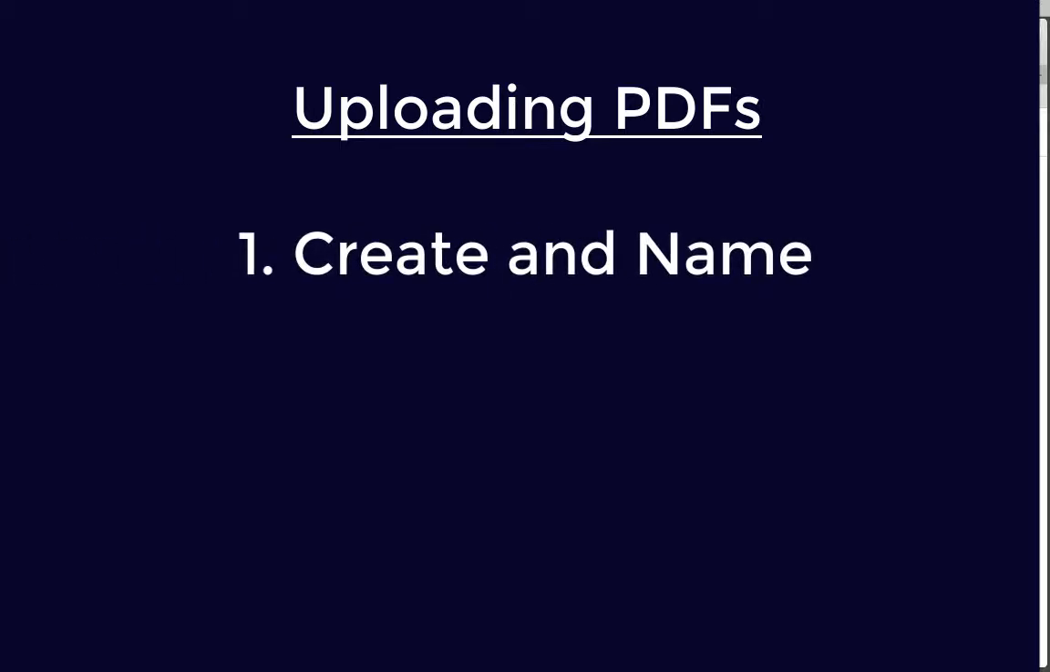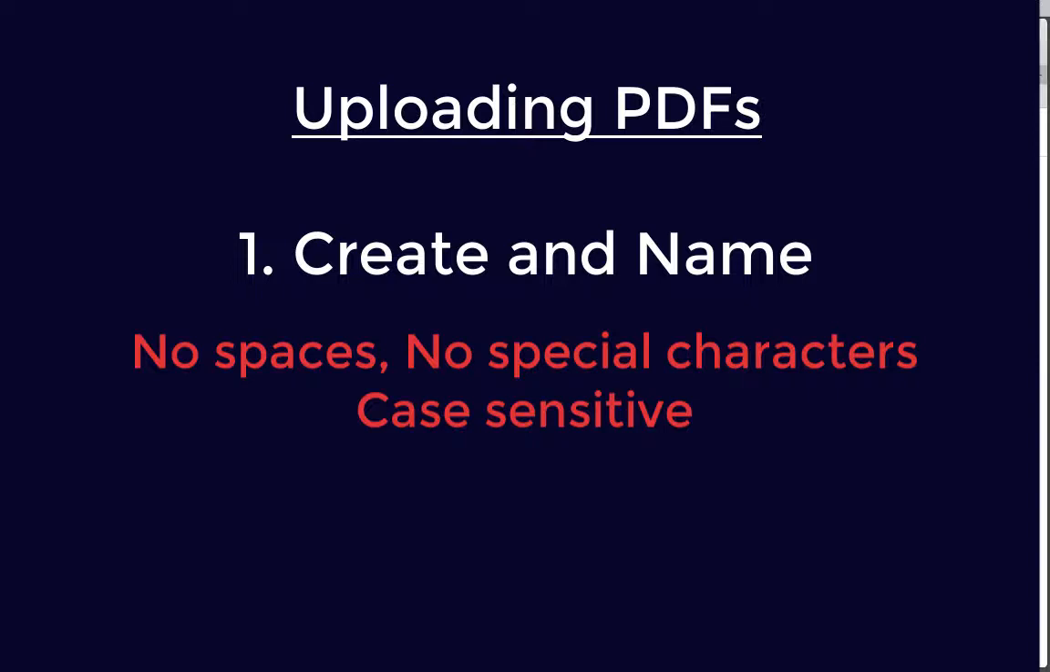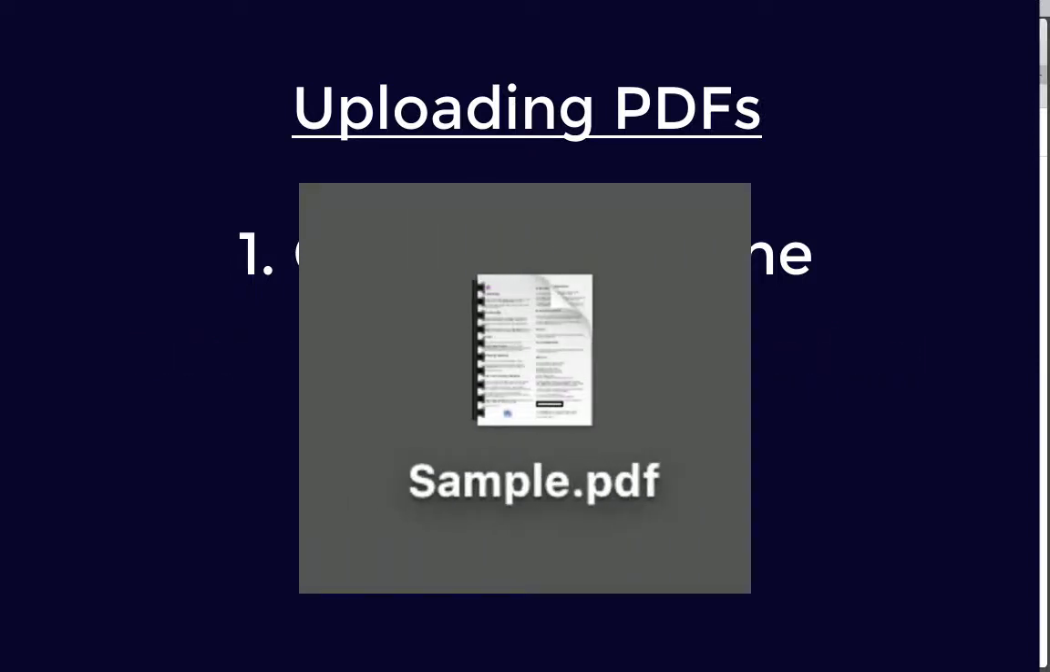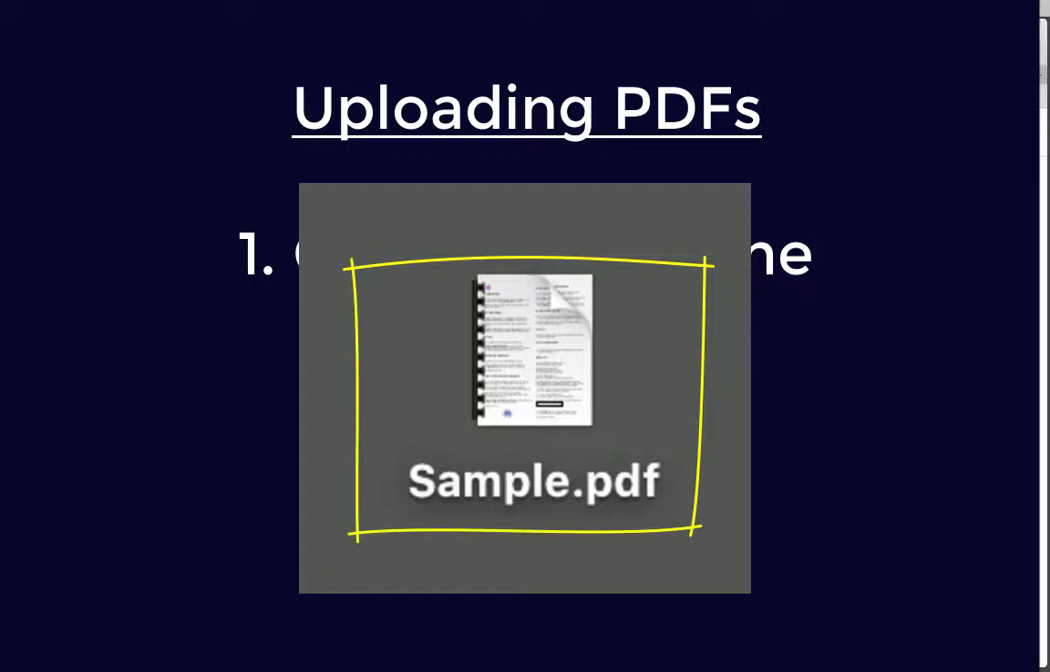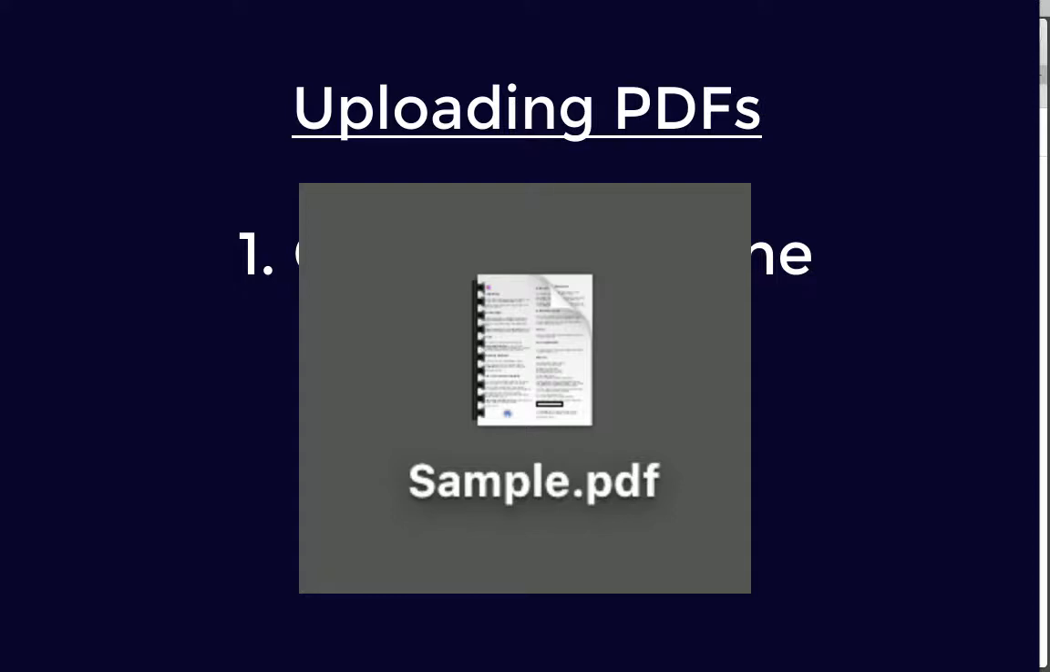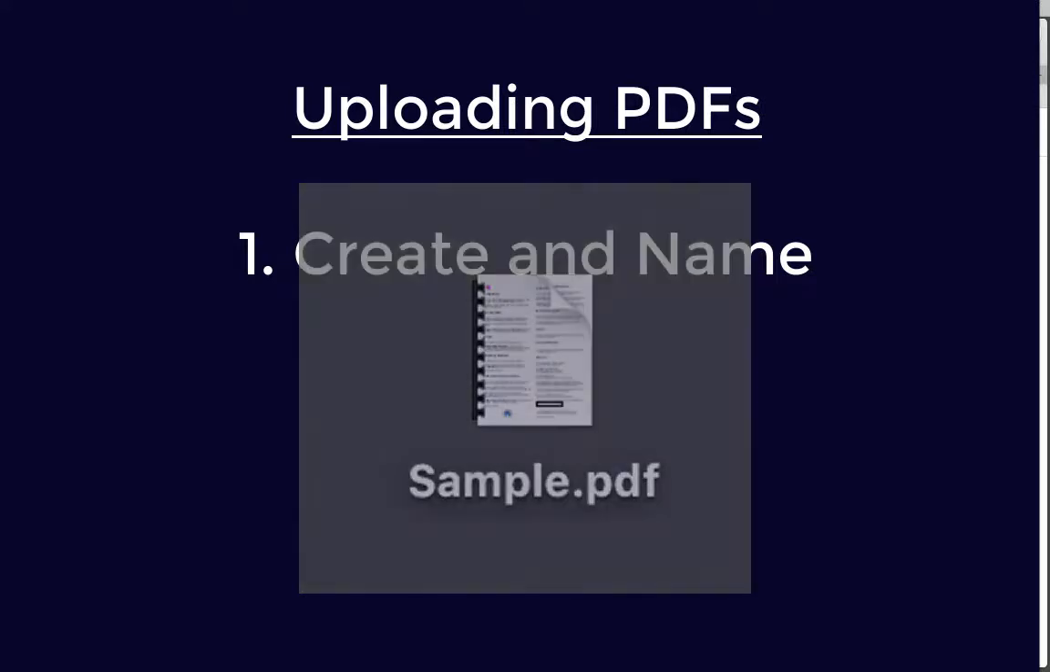The first thing you need to do is to create and name your PDF. You can name it anything that you want, but the name may not contain any spaces or special characters, such as an exclamation point or an ampersand. And you also need to keep in mind that our program is case sensitive. You need to be aware of capital and lowercase letters. So in getting ready to do this video, I have already created a PDF and have named that PDF sample, capital SAMPLE.PDF.